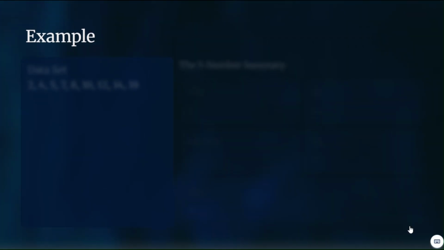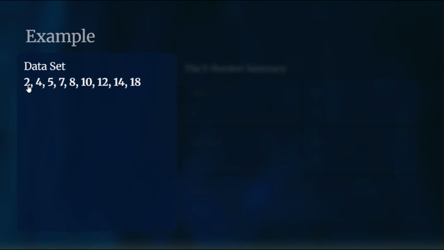For example, if we have this data set 2, 4, 5, 7, 8, 10, 12, 14, and 18, we have 9 values arranged in order, ready to summarize. So in this case, our minimum value is 2, and our maximum value is 18. The median would be the value right in the middle, which is 8.